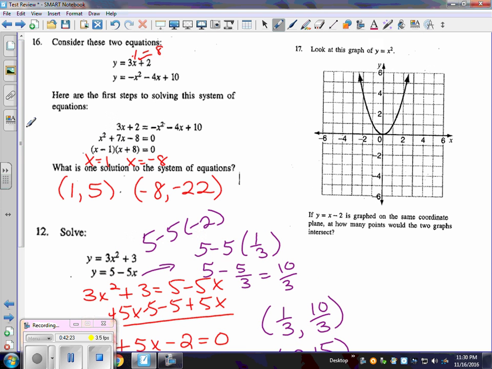Okay, look at this graph of y equals x squared. If you had y equals x minus 2 graphed on the same one, how many points would the two graphs intersect? Well, first we'd have to draw it. The minus 2 tells me of a y-intercept at negative 2. My slope, 1 over 1, so I'm going to rise 1, run 1. Rise, run, rise, run, rise, run. And I could also fall back. And there's my linear line. So how many solutions do I have? How many points would they intersect? That would be none.